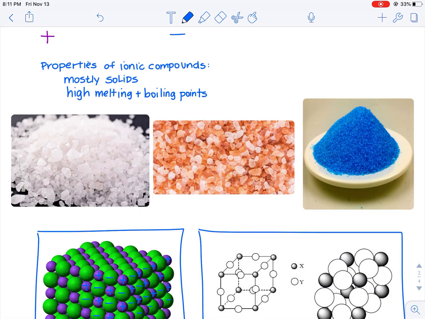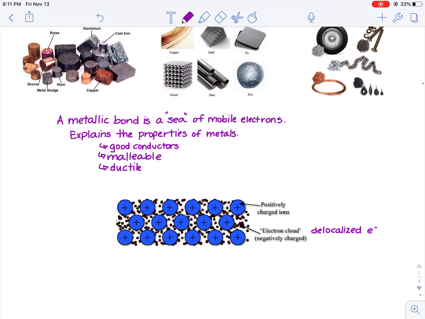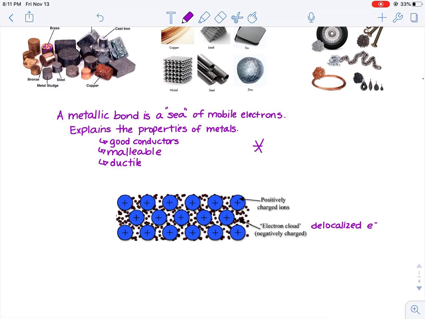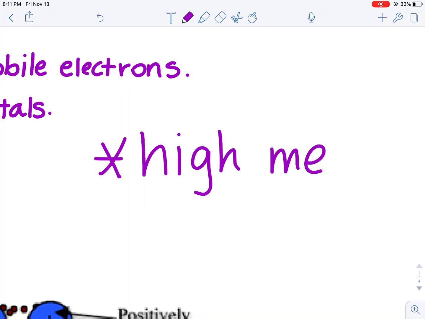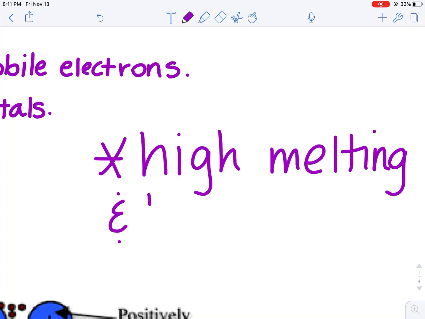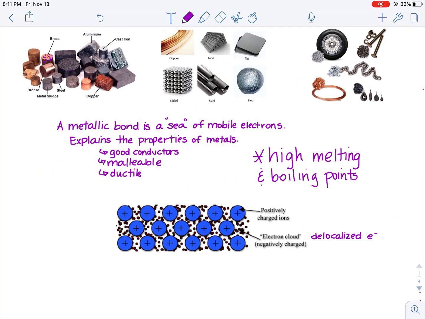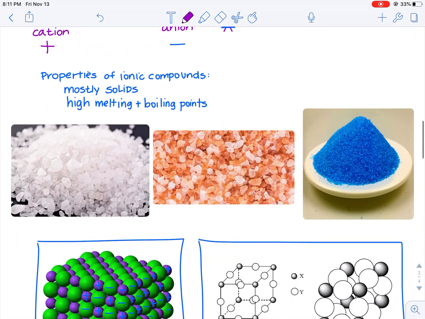That's a fun fact about metals too. High melting and boiling points. Let me go back to the metallic bonds here and just make a note of that as well. It's not necessarily explained by the sea of mobile electrons, other than the fact that everything has a very strong attraction as well. High melting and boiling points for solids, metallic bonds. Getting back to the ionic bonds.